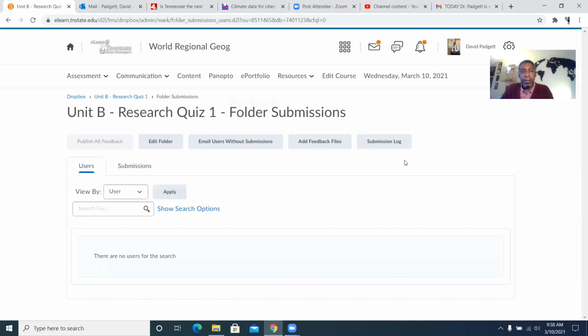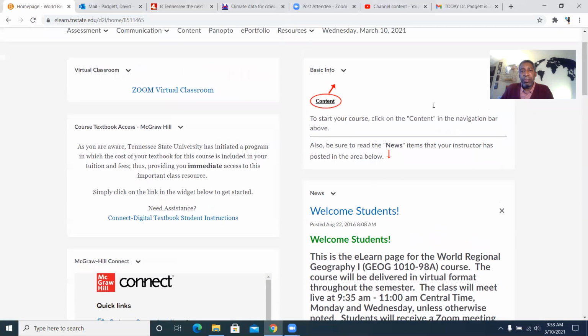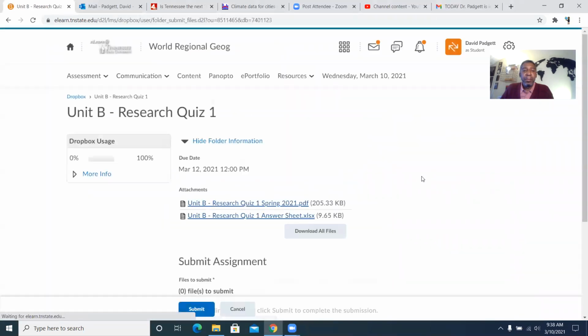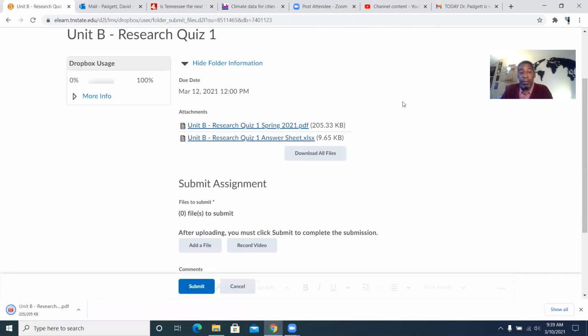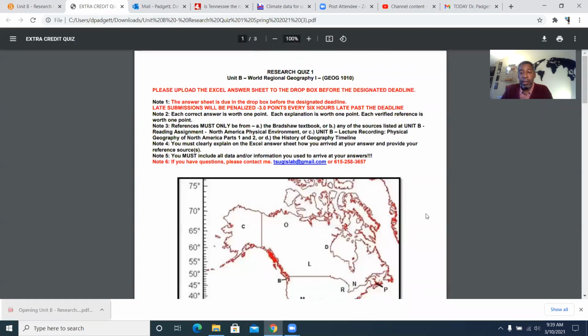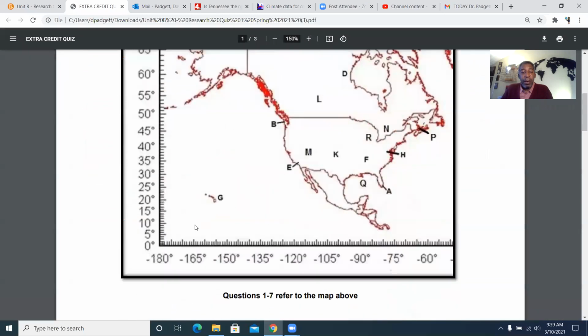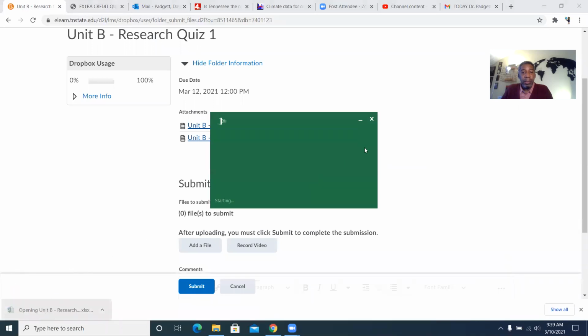Okay, starting in student view, you go here, and then here, and then the research quiz. It's pretty straightforward, somewhat similar to the exam in terms of delivery format. You have the quiz here. It's a PDF file. Also accompanying the quiz is the answer sheet.